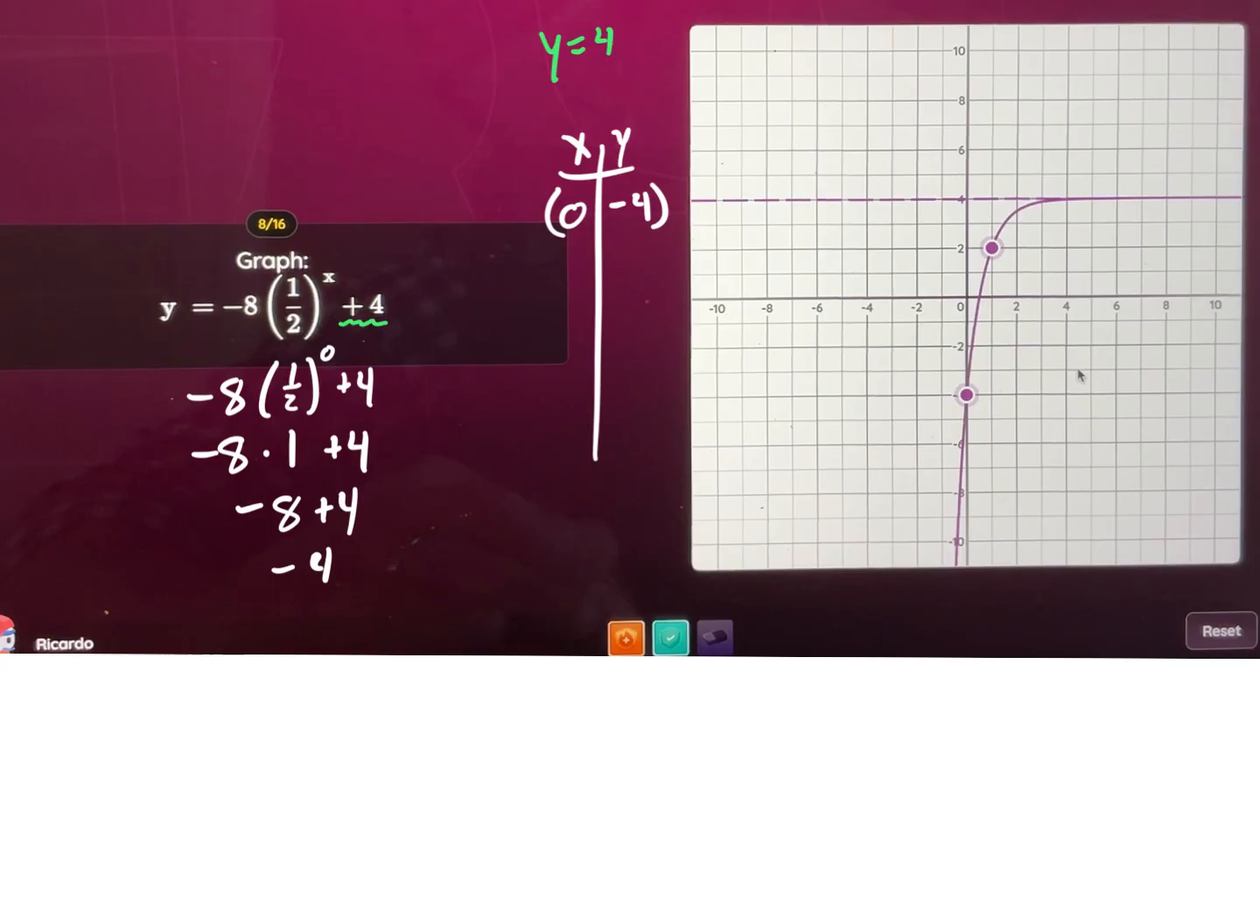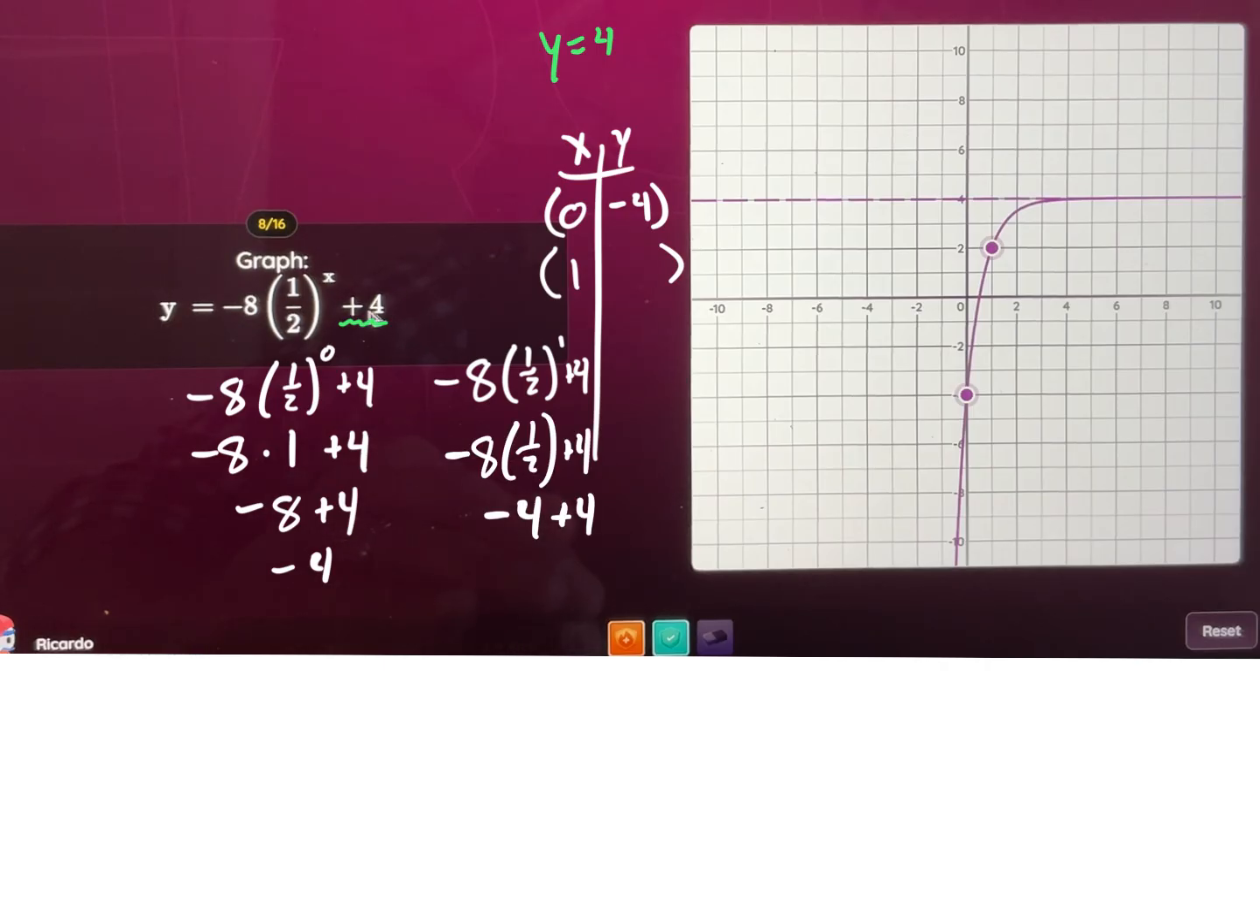And then let's plug in a 1 into the x. 1/2 to the 1 is simply 1/2. 1/2 times -8, that's -4. And -4 plus 4 is 0. Okay, so if you're like, wait a minute, that was too much math, you could type all this into a calculator, plug in a 1 right there. It will give you 0 as an answer. So what we have is the input 1 gave us the output 0. That is the coordinate 1, 0. That would be this location right there.